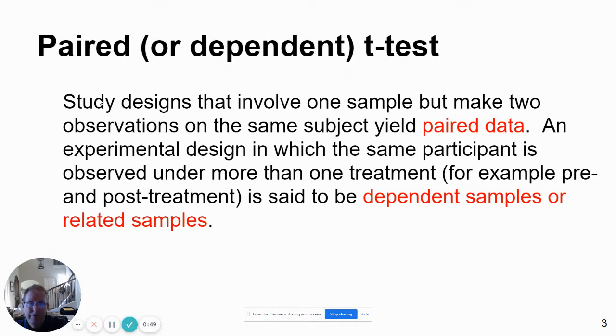Study designs that involve one sample but take two observations from the same subject yield paired data. An experimental design in which the same participant is observed under more than one treatment, for example, pre and post-treatment, is said to be dependent samples or related samples. So here we have one sample, but we're recording the same response variable twice. In this case, it's pre and post-treatment, but it could well be before and after, sitting and standing, or something like that. But we have one sample, we have two response variables for each subject, and that's the data that we are going to use.